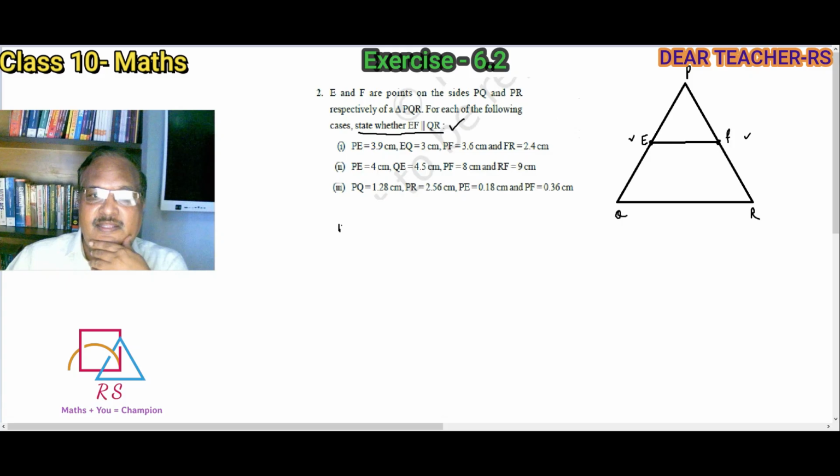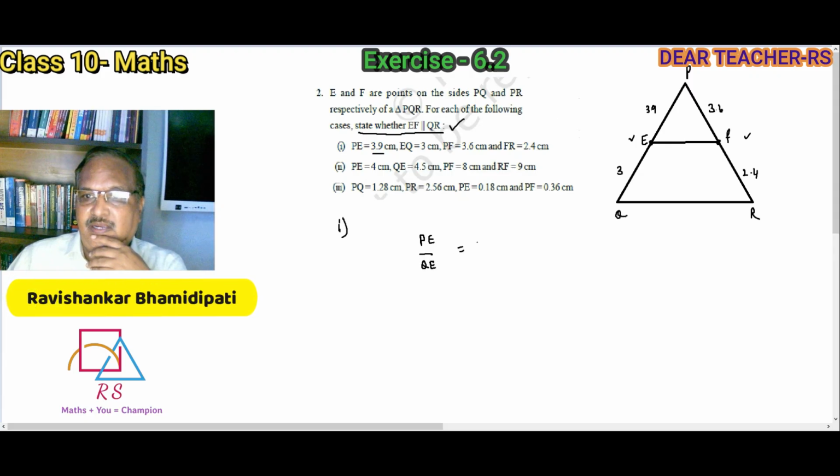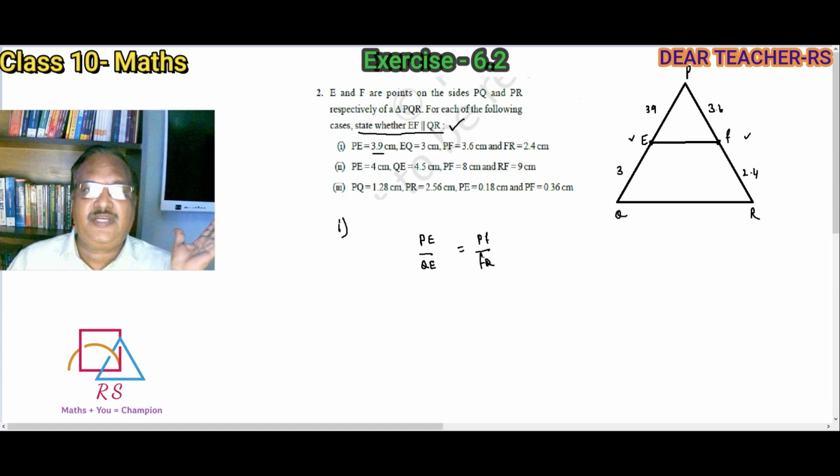Now there are 3 bits given. Let me do the first bit. PE is equal to 3.9, I will write here 3.9, and EQ is equal to 3 centimeters, and PF is equal to 3.6 centimeters and FR is equal to 2.4. Now let us check PE by QE and PF by FR. If these two ratios are equal, then EF is parallel. That is the converse of the basic proportionality theorem.